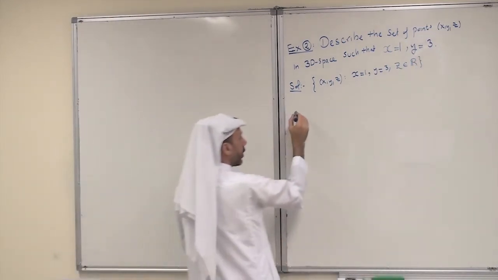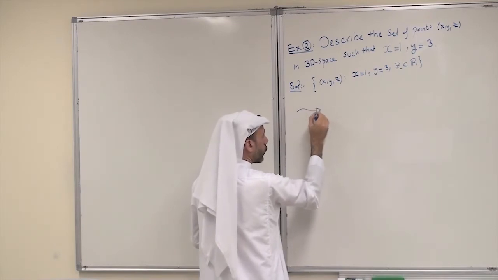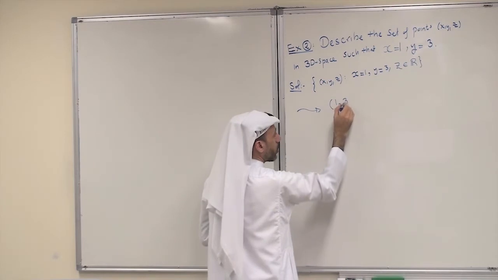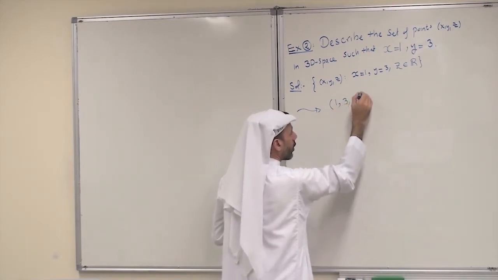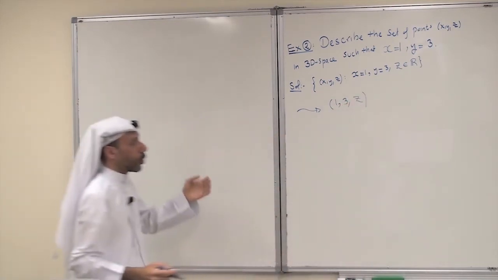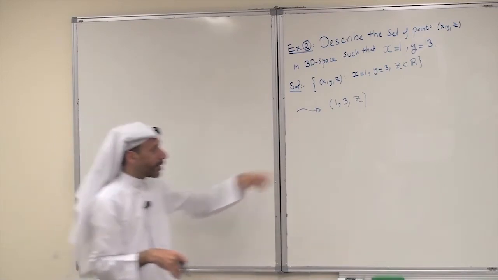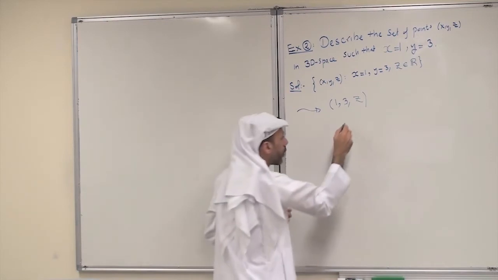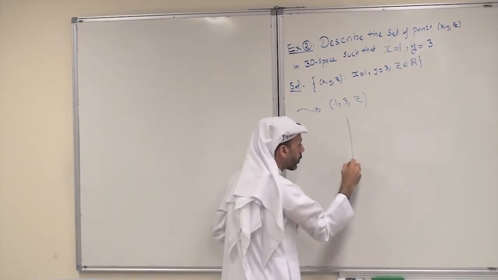So simply, this consists of the points where x is always 1, y is always 3, but z can take any real number. So it is 1, 3, and z, where z can take any real number. In the space, let's see what these points are.